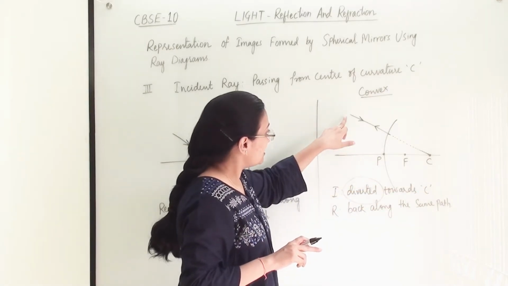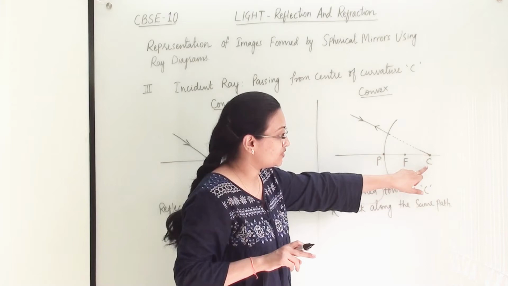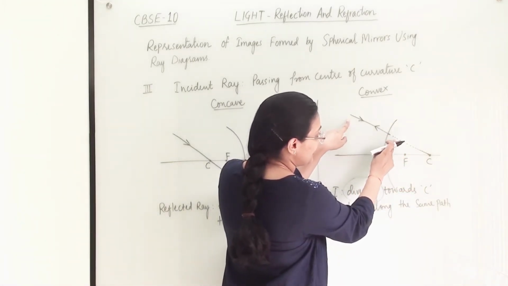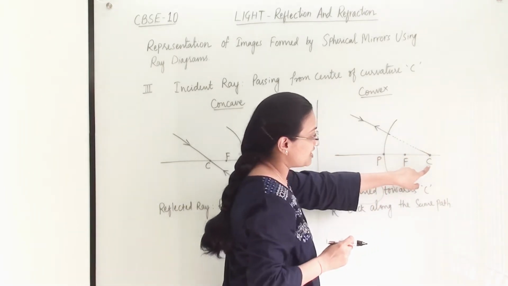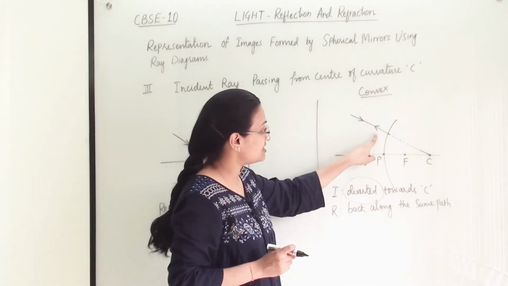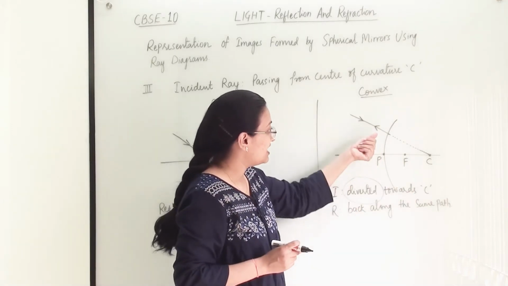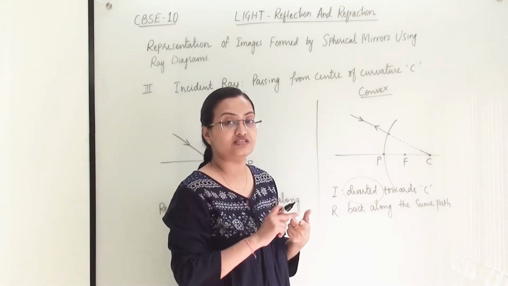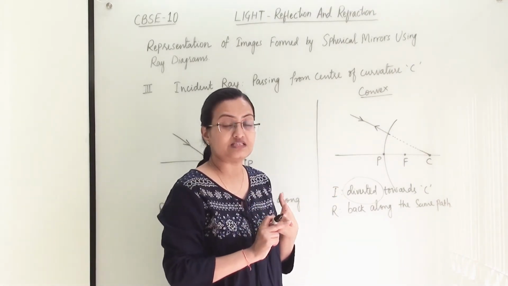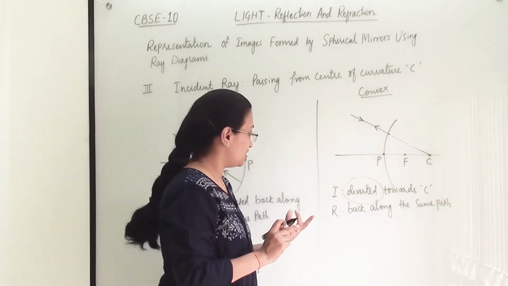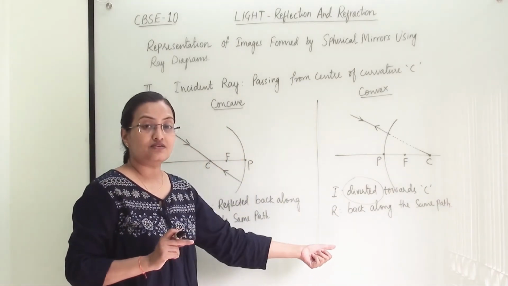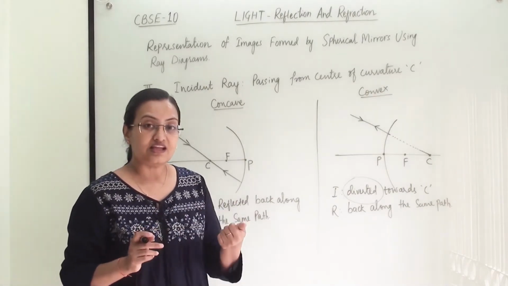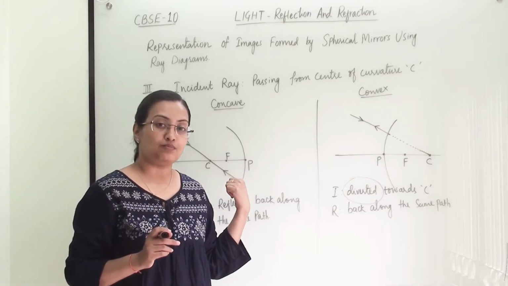So here, when the incident ray is diverted towards the C, its ray is such that if we extend that ray, it will pass through the C. So when the incident ray is diverted towards C, it comes back along the same path. So here also the incident ray and reflected ray's path will be the same. So in both cases, when the incident ray passes through the center of curvature C, the ray comes back along the same path.